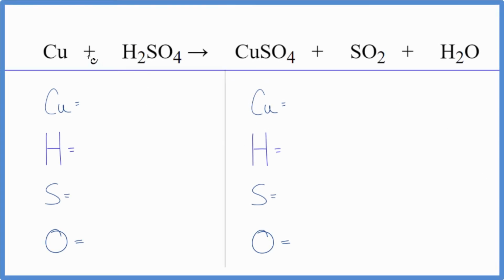In this video, we'll balance the equation for Cu plus H2SO4. This is copper plus sulfuric acid. And for this reaction to happen, this has to be concentrated and it has to be hot.